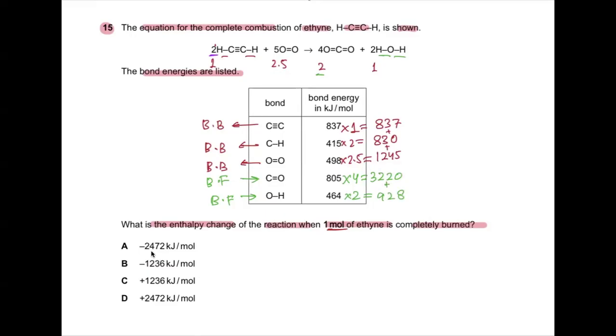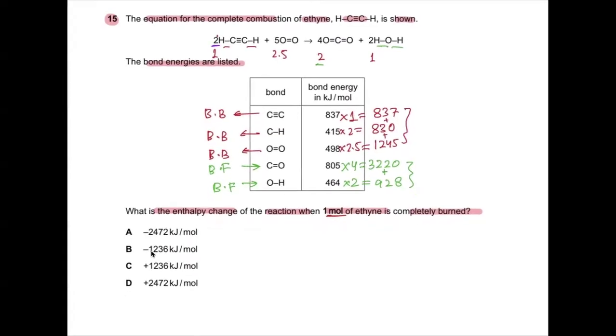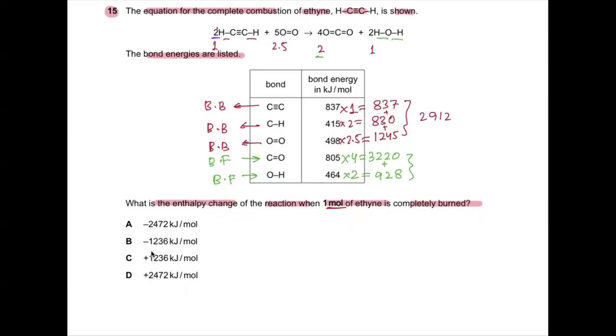If you add these, you are going to get the bond energy of the bonds broken, and if you add these, you are going to get the bond energy of the bonds formed. Can you add the first three values and tell me the answer? 2912. And for the rest of the two? 4148... 4140.